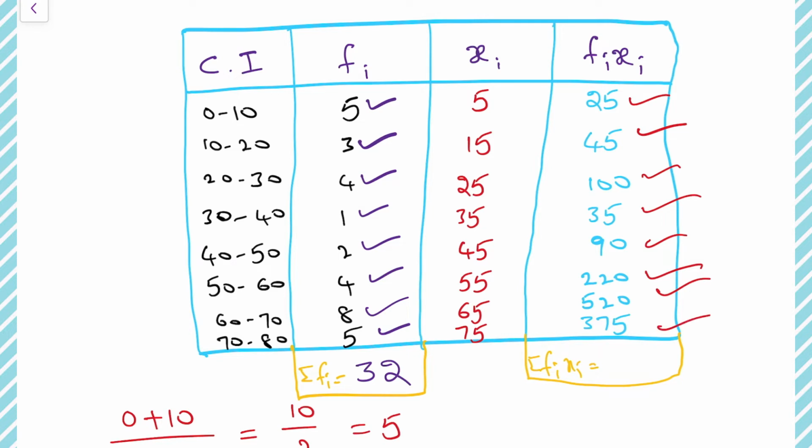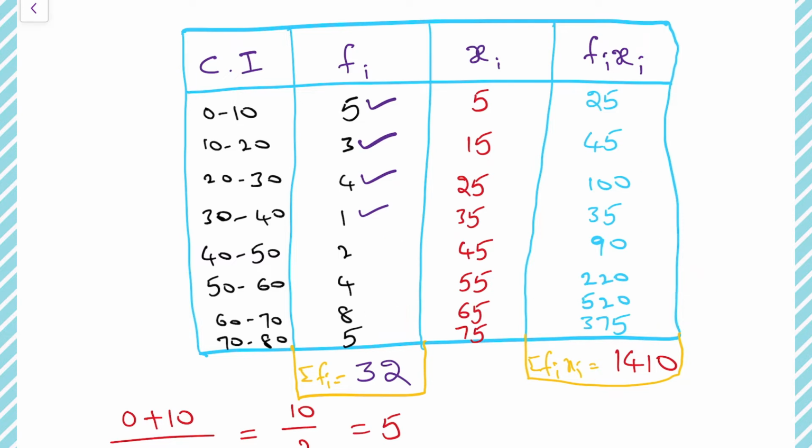1035 plus 375, that is 1410. Let me check again, because even if a small mistake is there, the total answer will go wrong, so we should not give that chance. Let me do the fi column again, starting from the bottom. 5 plus 8 is 13, 13 plus 4 is 17, 17 plus 2 is 19, 20, 24, 27, 32. Okay, done. The sum of fi is perfectly correct, 32.